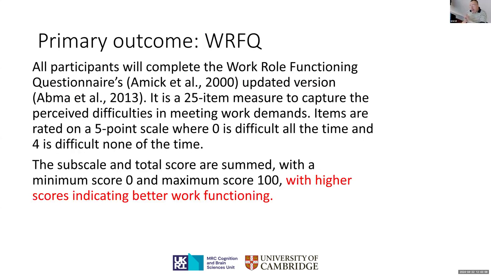The primary outcome variable is work functioning, and in this questionnaire there are 25 items on an ordered scale going from 0 to 4, from difficult all of the time to none of the time. I might be looking at resources, what facilities have you got, is it easy to use the facilities? So basically the higher the score, the better, meaning you're more effective at work as you perceive it, a subjective measure. It goes from 0 to 100, so higher scores are better.